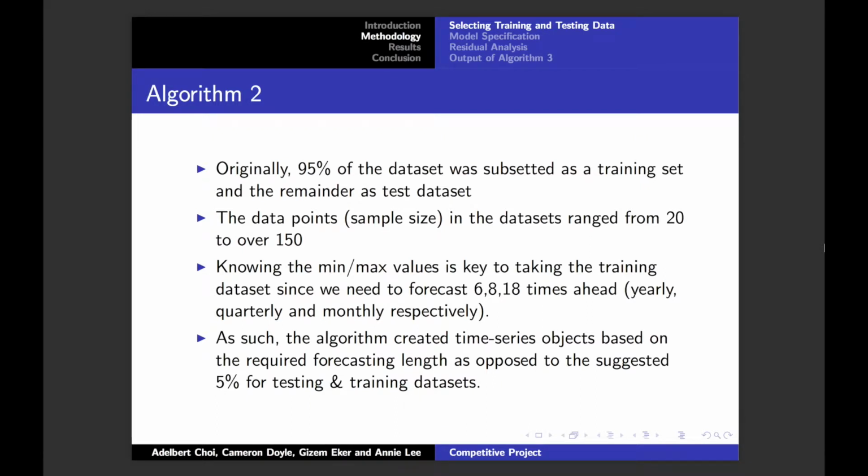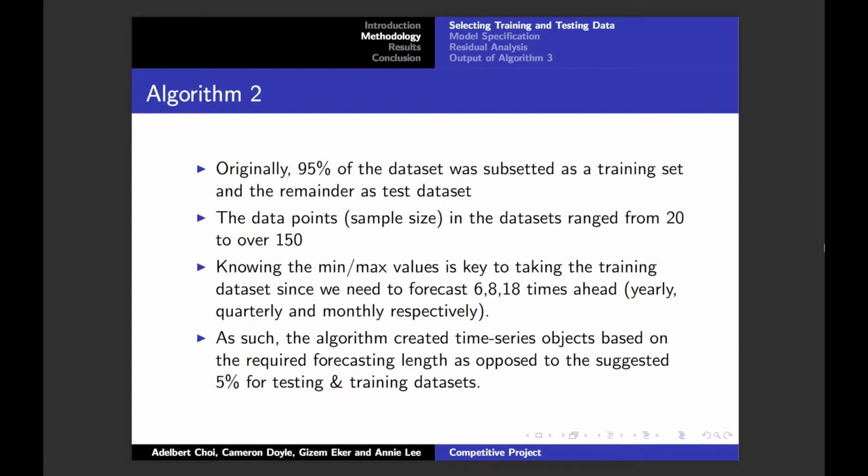Originally, we subsetted 95% of each time series into a training set and the remaining 5% as a test set, which we would use to forecast on. However, this was problematic as we had a range of data points per series ranging from 20 to over 150. For the series with smaller amounts of data points, using 5% of the series didn't provide enough data points to forecast on, being 6, 8, or 18 times ahead as outlined in the spec sheet.